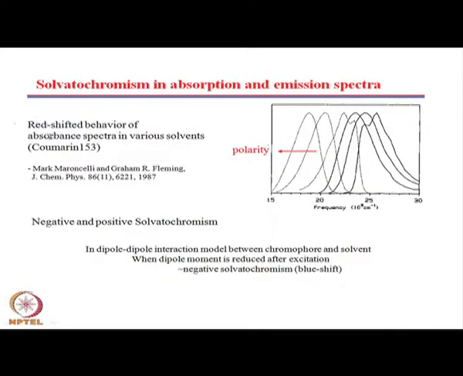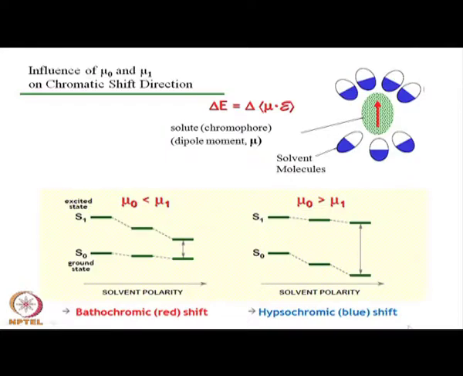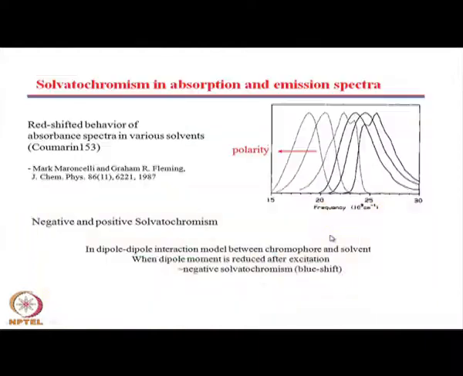Okay. So, there is a typical example that if you increase the polarity, then you will find that the spectrum is shifting towards this side. So, this is the red-shifted behavior in the absorbance spectra in various solvents of coumarin 153. That's a dye, and it's taken from this example. Therefore, solvatochromism can be negative, or solvatochromism can be positive, as I have explained over here: in this case you have red shifting, and in the other case you have blue shifting.